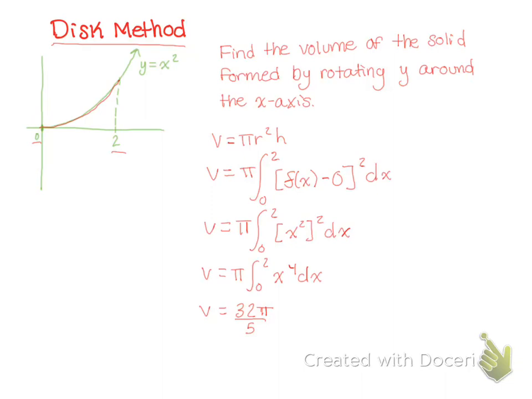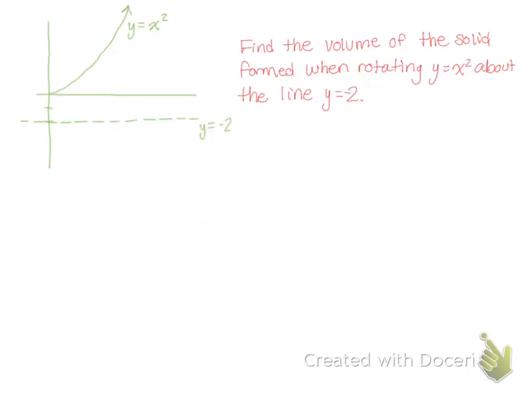from 0 to 2. Alright, so let's look at another example here. Now we're not rotating around the x-axis, now we're going to rotate around the line y equals -2. So in keeping with the equation, it goes from a to b of f of x minus your axis squared dx. So in this case, the volume is going to be pi. We're going to look from 0 to 2 again.